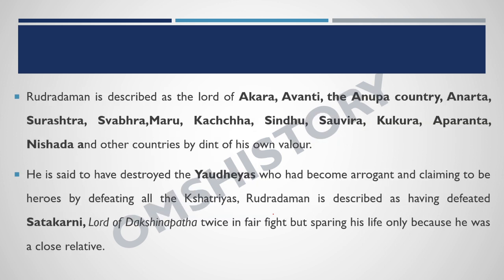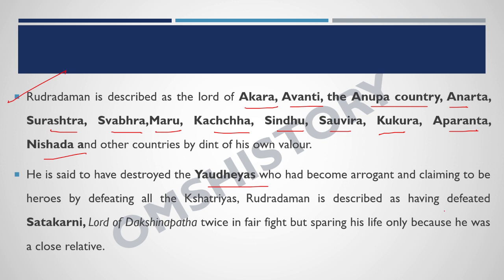Rudradaman in this inscription is described as the lord of Akara, Avanti, Anupa country, Anartha, Surashtra, Shvabhra, Maru, Kachchha, Sindhu, Sauvira, Kukura, Aparanta, Nishada and other countries. So it is said that Rudradaman defeated all these countries, and all these countries were under his protection. He is also said to have destroyed the Yaudheyas, who had become arrogant, claiming to be the heroes, by defeating all the Kshatriyas.